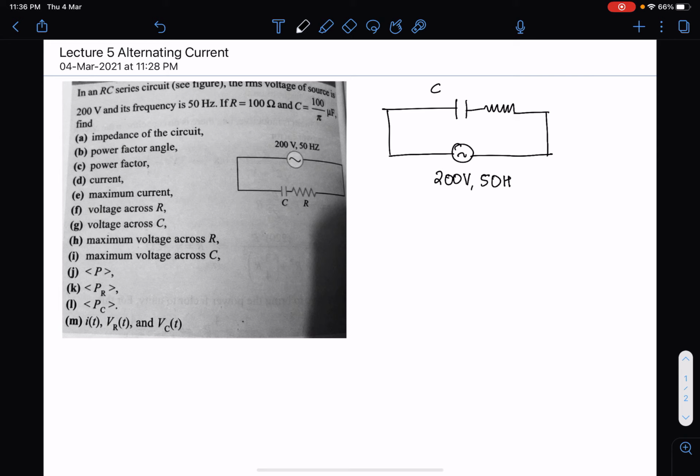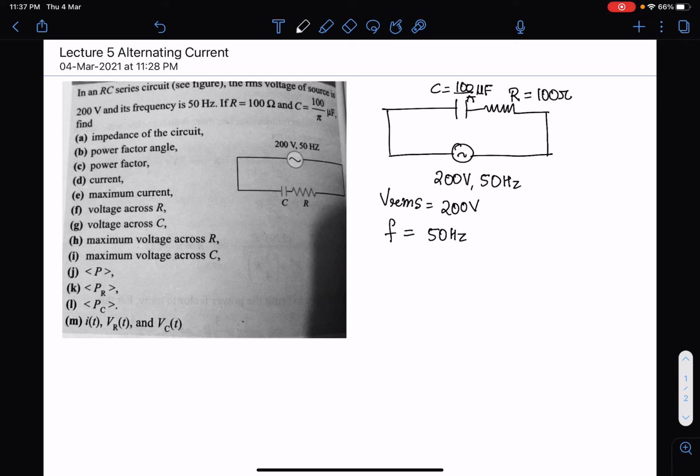The value of C, capacitance, is equal to 100 divided by pi, 100 by pi microfarad, and resistance here is given as 100 ohm. Fine. RMS voltage is given here as 200 volt, and the frequency of this source is also given. Frequency is 50 hertz, a frequency of 50 hertz is given.